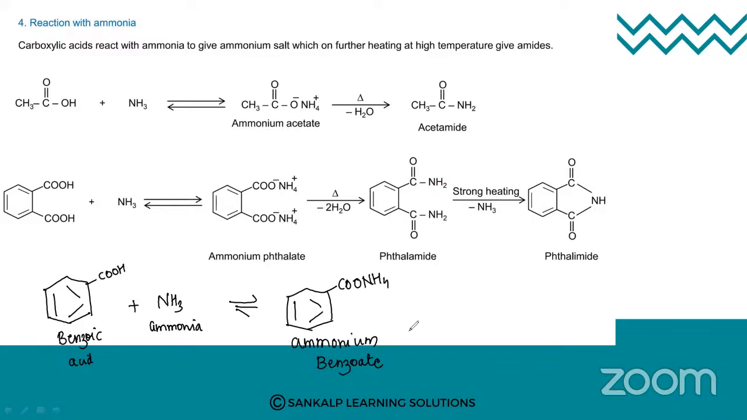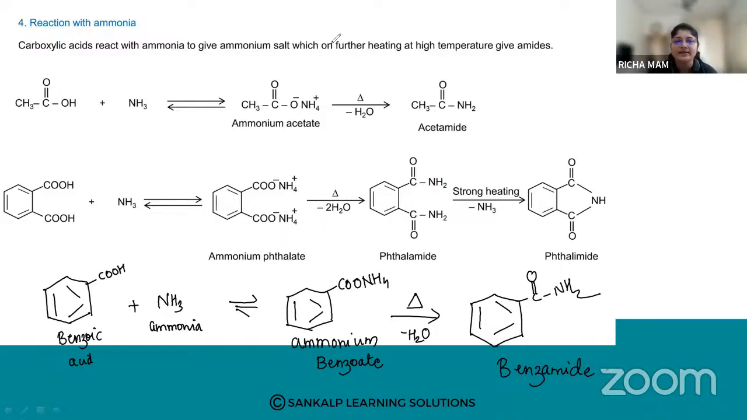Okay. Now this ammonium benzoate, when you heat it, there will be loss of water molecule. What I'm going to get? I'm going to get C double bond O NH2. So this is benzamide. Is it clear now? Are the examples clear? Very important. 2 marks question. Is it clear?